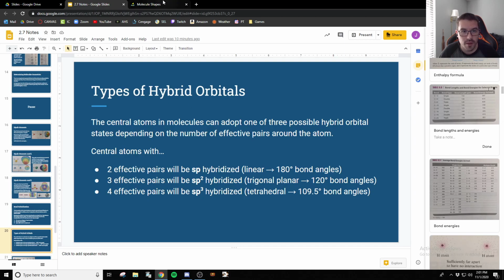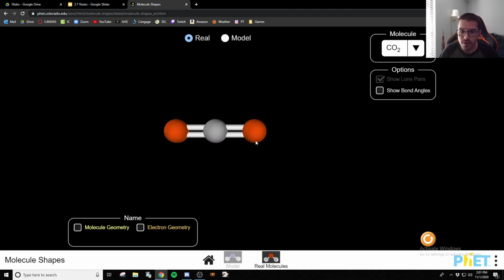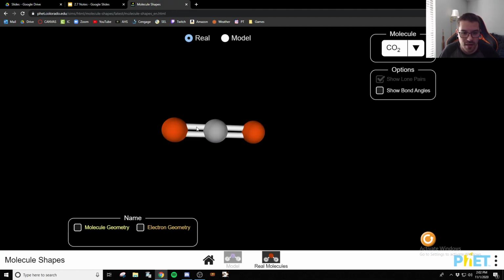So two effective pairs would be a case like this, CO2, where there are no lone pairs, but I have two bonding partners around my central atom. The carbon in this case would be sp hybridized. That's how this is referred to. What that means is that the bonding pairs here are in sp orbitals, rather than being in s orbitals or p orbitals. They're in a hybrid, an sp.